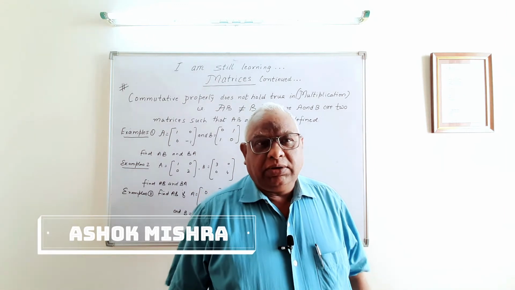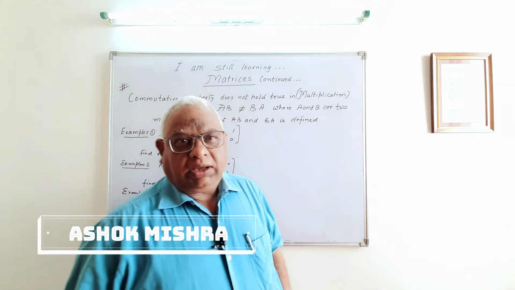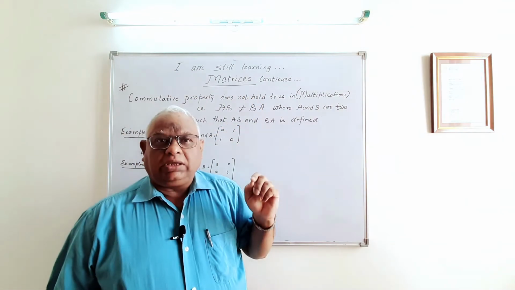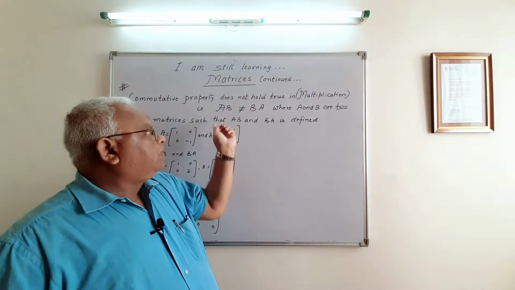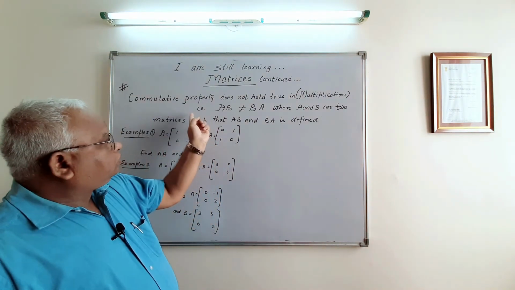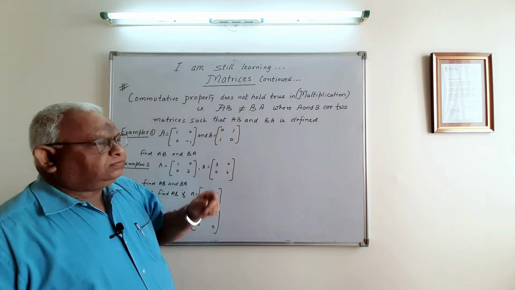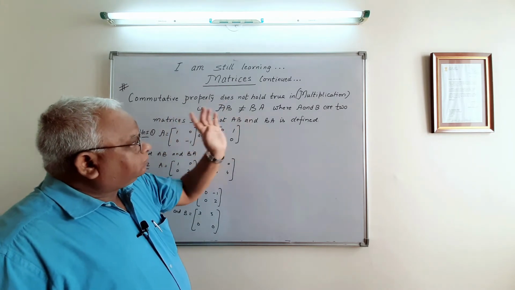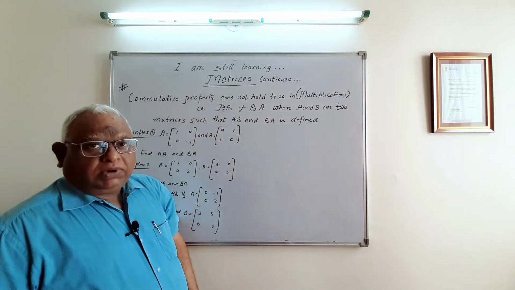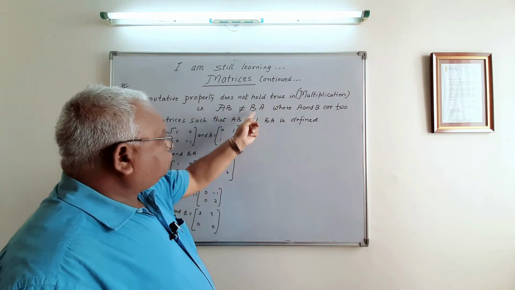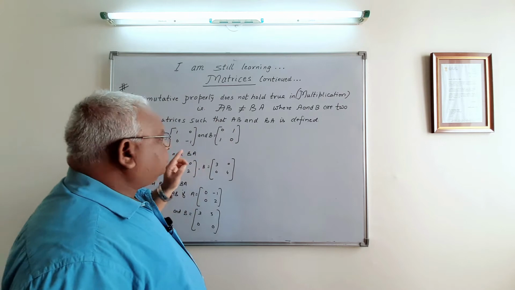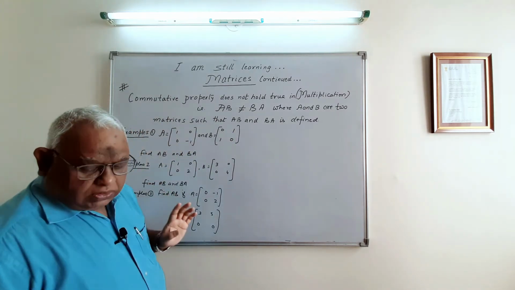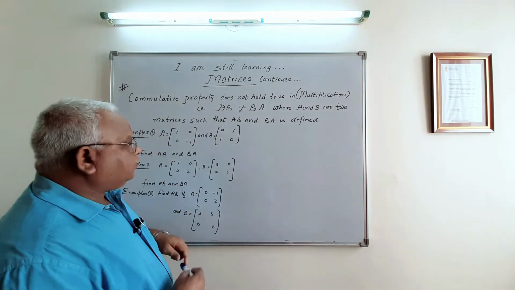Hi everyone. Today I'll be continuing with the topic matrices, in which I'll be taking three examples to explain the concept of the commutative property of multiplication, which does not hold true. To explain it further, I'm going to take these three examples one by one. So let us start with the first example.